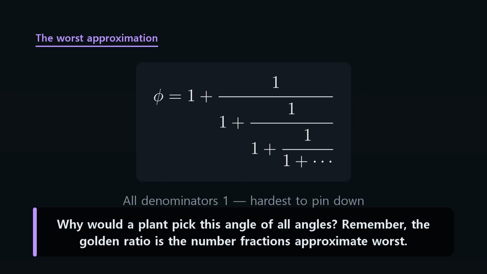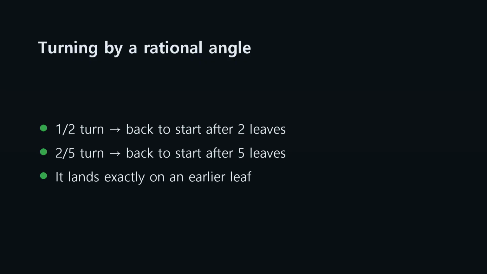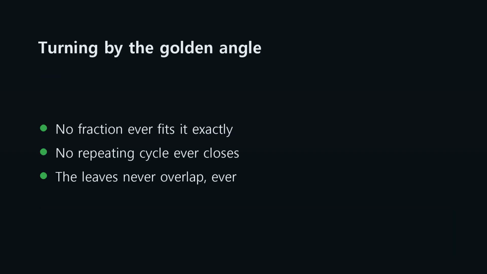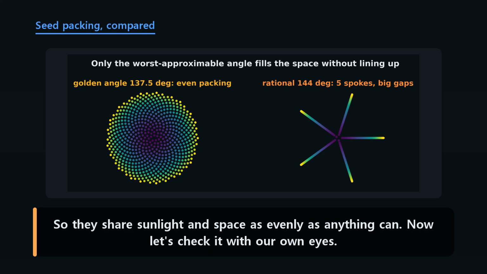Why would a plant pick this angle of all angles? Remember, the golden ratio is the number that fractions approximate worst. What if the leaves turn by a rational fraction of a full turn, like 1/2 or 2/5? After only a few leaves it overlaps an earlier one exactly, and they shade each other. No sunlight reaches the leaves below. Turn by the angle that fractions approximate worst, the golden angle, and the leaves never overlap. So they share sunlight in space as evenly as anything can.